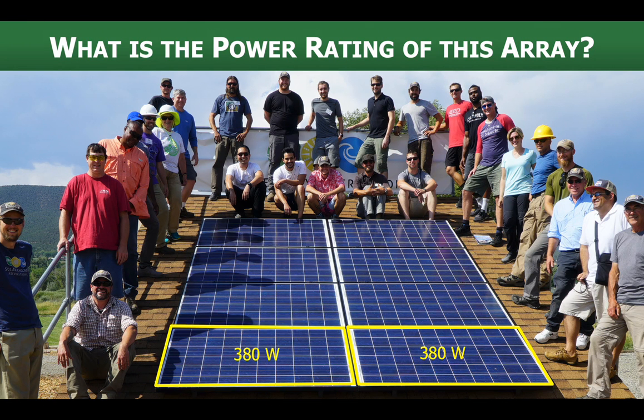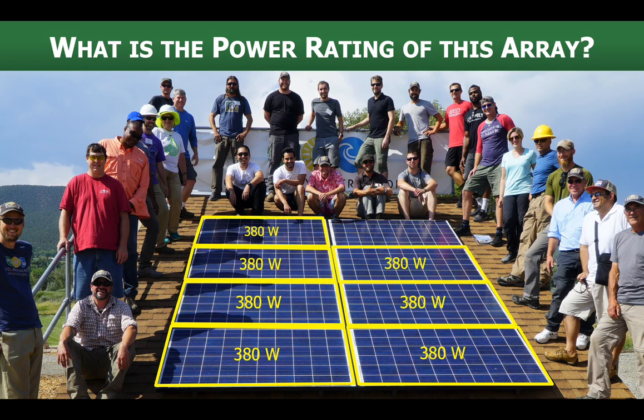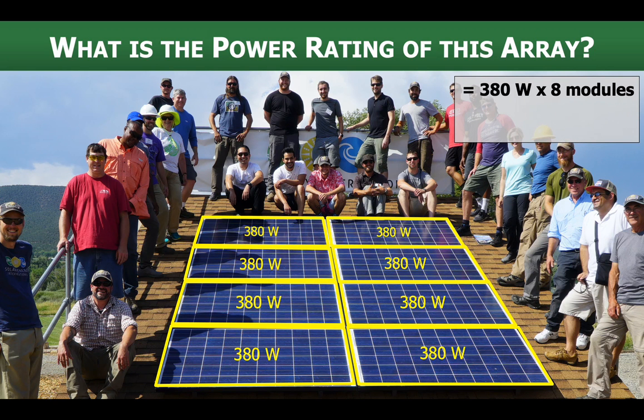So 380 plus 380 plus 380, on and on we go. 8 of those modules times 380 watts is going to be a PV array with a power of 3,040 watts, 380 times 8. We could also call that 3.04 kilowatts. So a kilowatt is 1,000 watts. We move our decimal place 3 spots to the left from our watt value to come up with 3.04 kilowatts.